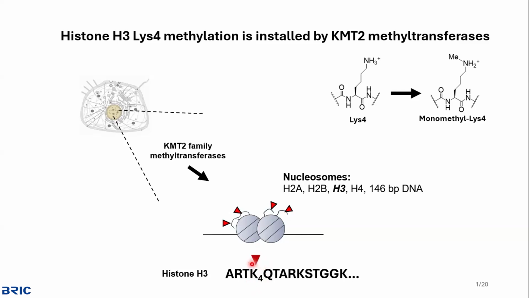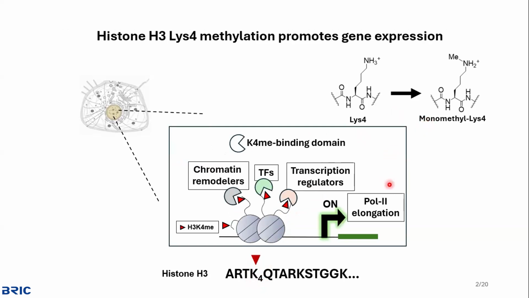So this histone H3, lysine 4, we call H3K4, can get methylated by KMT2 family methyltransferases, and it can go from lysine monomethylation all the way to dimethyl and trimethylation. And what do these modifications do? It turns out that when lysine 4 gets methylated by these methyltransferases, these methylated lysines can help recruit various proteins. Some of them are chromatin remodelers, transcription factors, transcription regulators, or the RNA Pol II complex itself. So a lot of these proteins recognize methyl lysine that help promote turning on the genes. So they are implicated in gene activation.